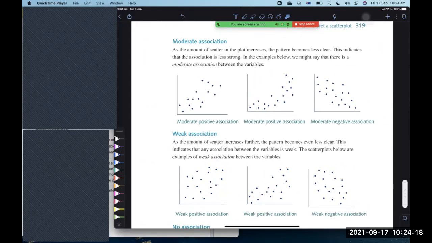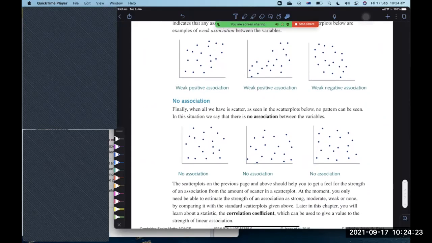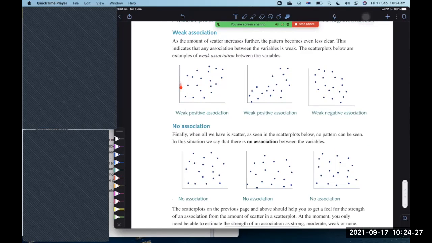Now, we can't just do this by eye, okay? I mean, at first, they want you to do it by eye. Now you can see the strength of this one here as well. You can see, because this is randomly scattered, there's no association. So it's not weak. There's no sort of direction. So if you compare these two here.